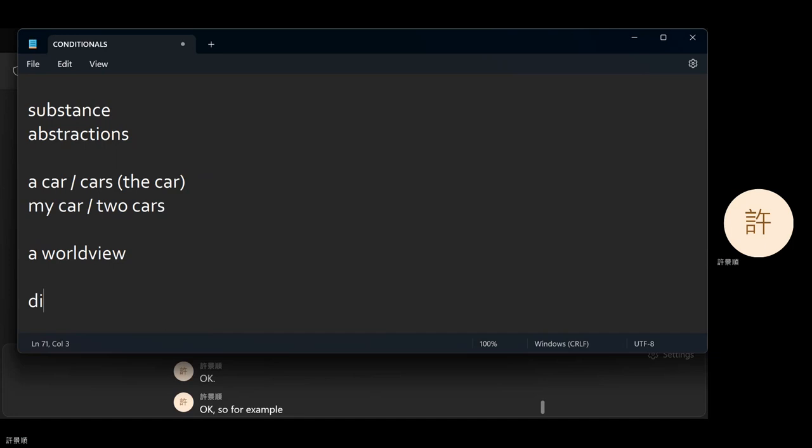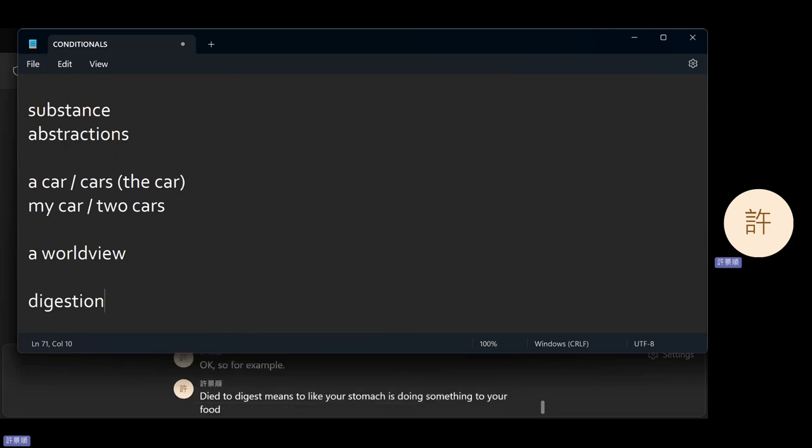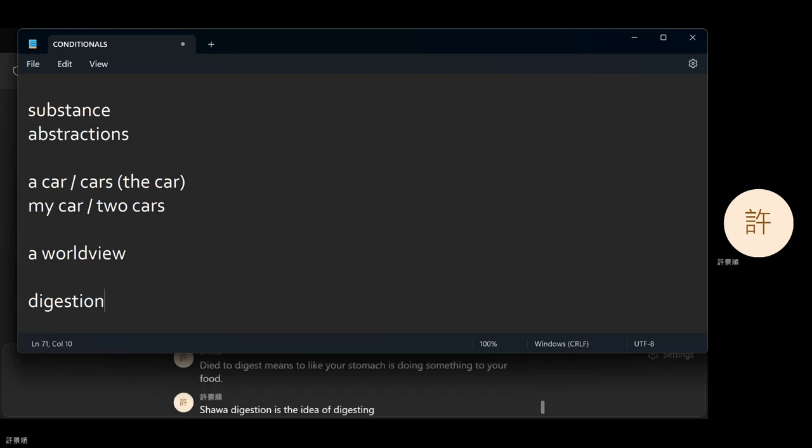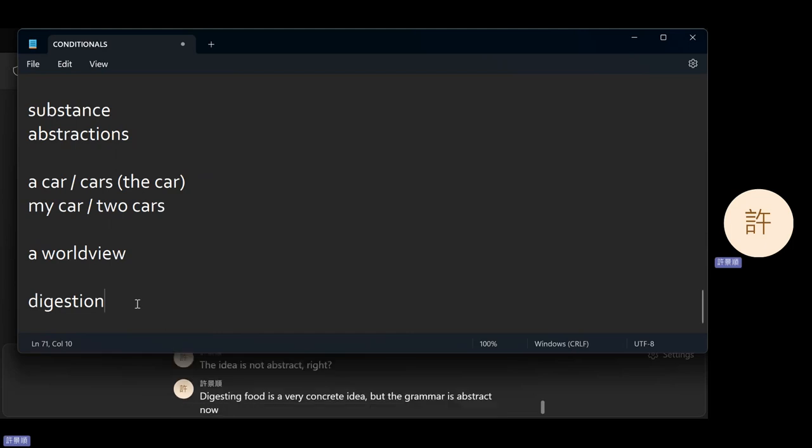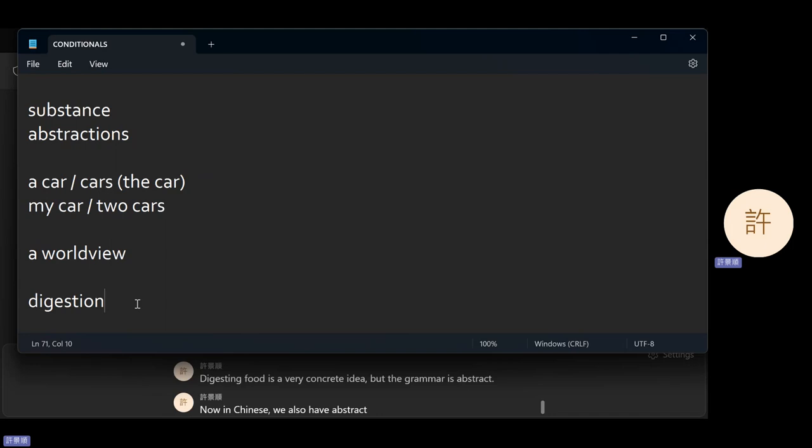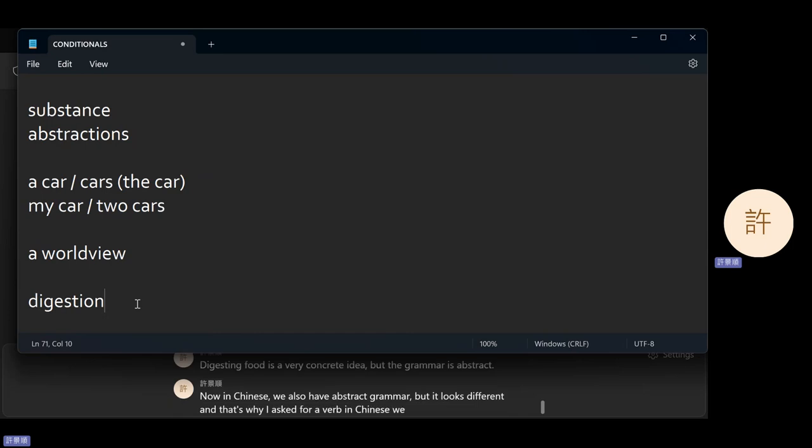So for example, to digest means your stomach is doing something to your food, 消化. Digestion is the idea of digesting. This is an abstract word. The idea is not abstract, right? Digesting food is a very concrete idea, but the grammar is abstract. Now, in Chinese, we also have abstract grammar, but it looks different, and that's why I asked for a verb. In Chinese, we would translate this word as de xiaohua.